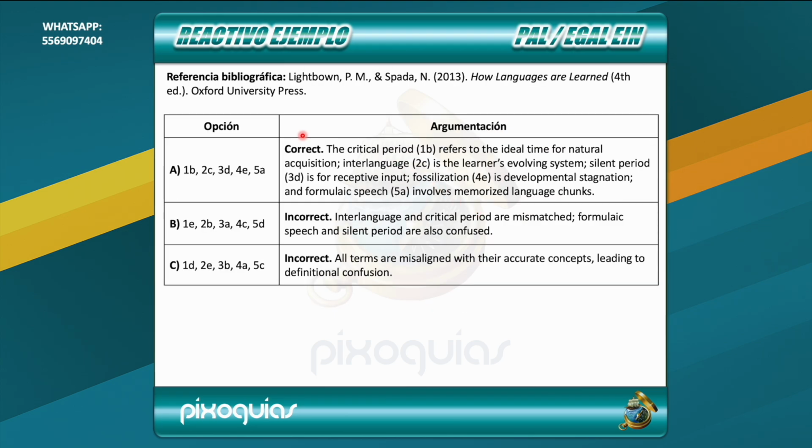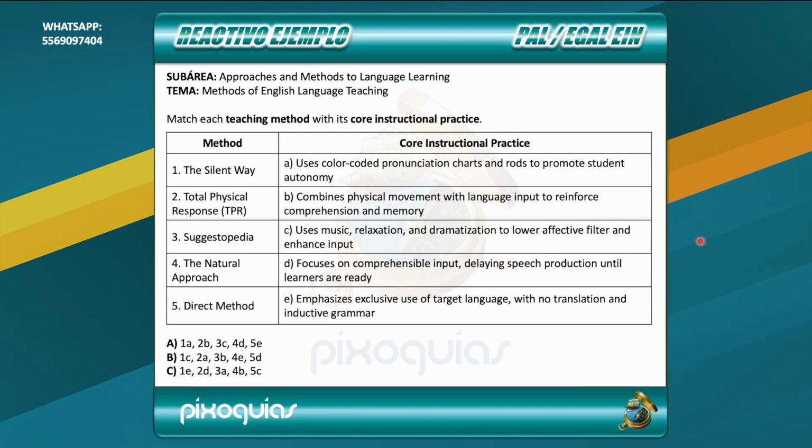So the correct answer is like this, because the critical period refers to the ideal time for natural acquisition, interlanguage is the learner's evolving system, silent period is for receptive input, fossilization is development stagnation, and formulaic speech involves memorized language chunks. While matches B and C are incorrect. Let's continue checking our exercises.